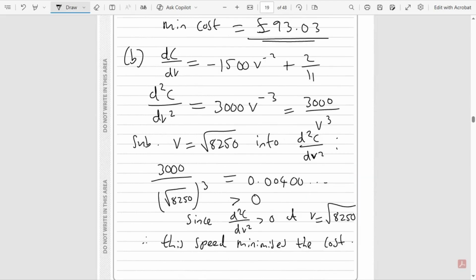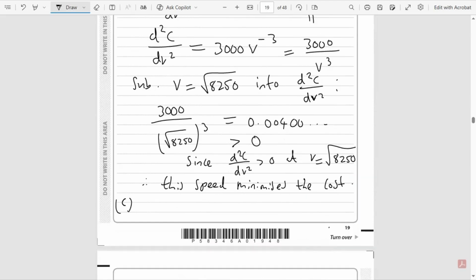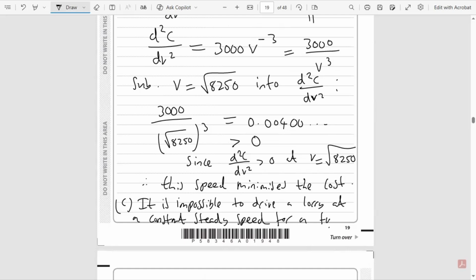So let's just write this down here. For part C, it is impossible to drive a lorry at a constant steady speed for a full journey. So therefore the model is not really great if it's only valid for a steady speed.